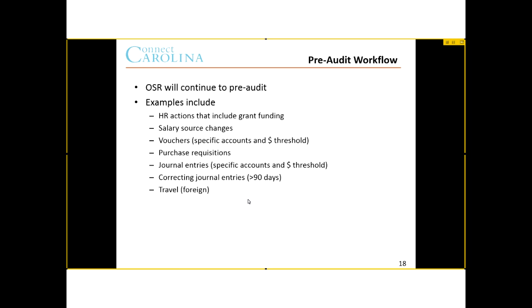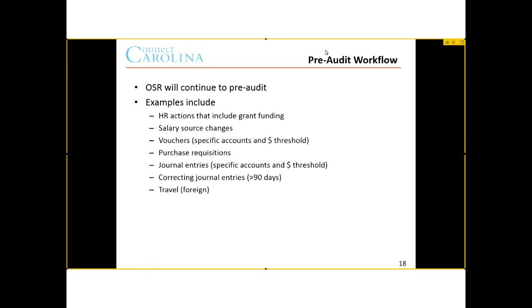One more thing, for that project budget overview, we will have a CBT available on the CC Info website, basically going over what I just showed you. As far as pre-audit workflow, OSR is going to continue to perform pre-audits. Examples of this include HR actions that include grant funding, salary source changes, vouchers for specific accounts and certain thresholds, purchase requisitions, journal entries for specific accounts and certain thresholds, correcting journal entries, and foreign travel.